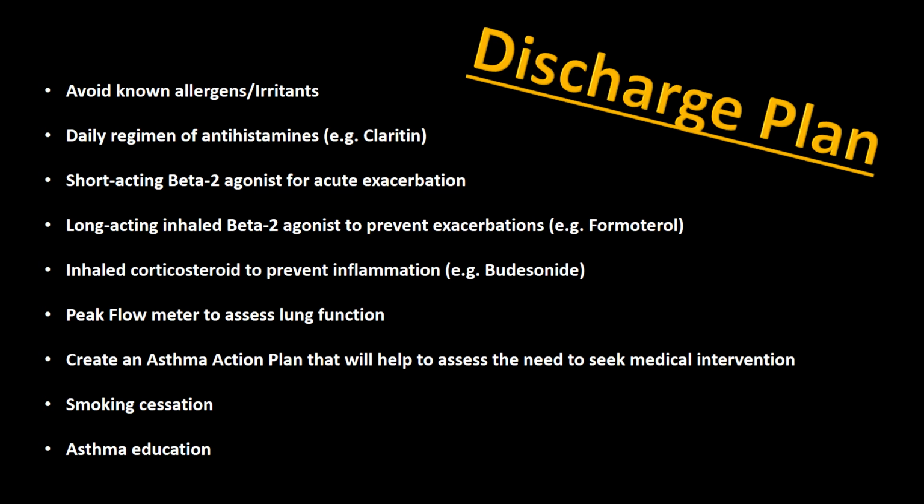The discharge plan for asthmatics would be to avoid known allergens or irritants, a daily regimen of antihistamines, i.e. Claritin, a short-acting beta-2 agonist for an acute exacerbation, a long-acting inhaled beta-2 agonist to prevent exacerbations, inhaled corticosteroids to prevent inflammation, a peak flow meter to assess lung function, an asthma action plan that will help to assess the need to seek medical intervention, smoking cessation, and asthma education.